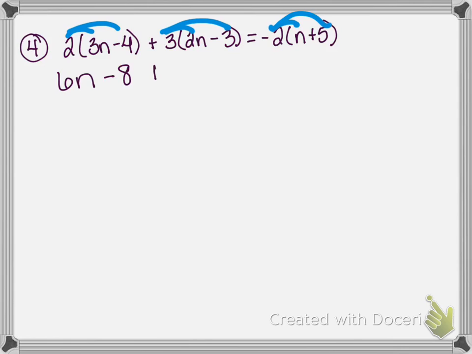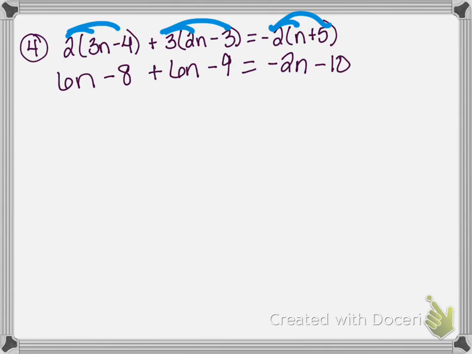3 times 2n is 6n. 3 times negative 3 is negative 9. Negative 2 times n is negative 2n. Negative 2 times 5 is negative 10.